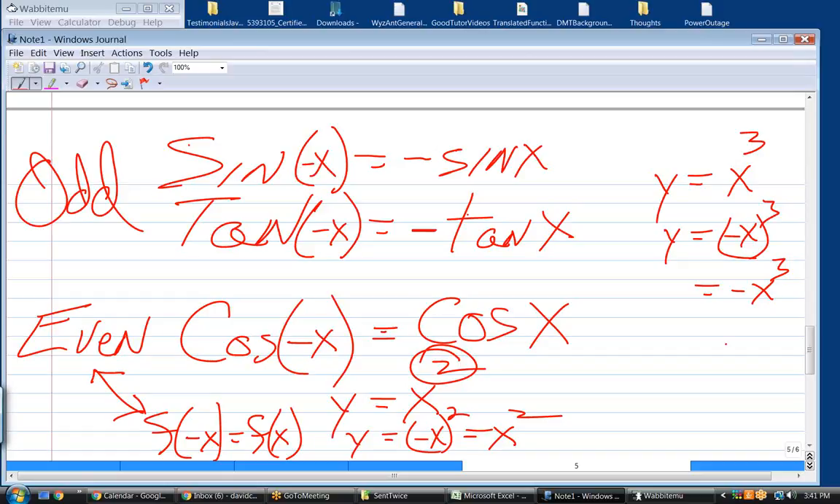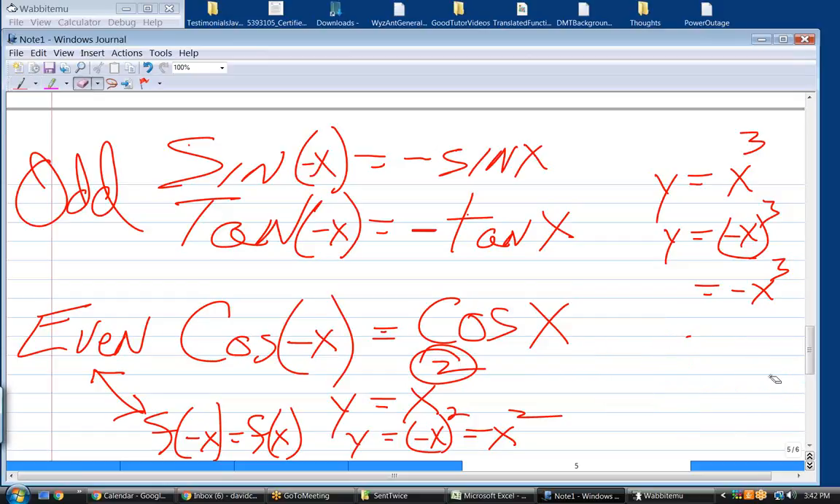Now, the other thing about even functions is they are symmetrical with the y-axis. Notice my y equals x squared is a parabola, perfectly symmetrical with the y-axis. Cosine is even, meaning it has to be symmetrical with the y-axis, and it is. It looks like this. So if you have symmetry with the y-axis, you have an even function, and that's a good way to memorize it.